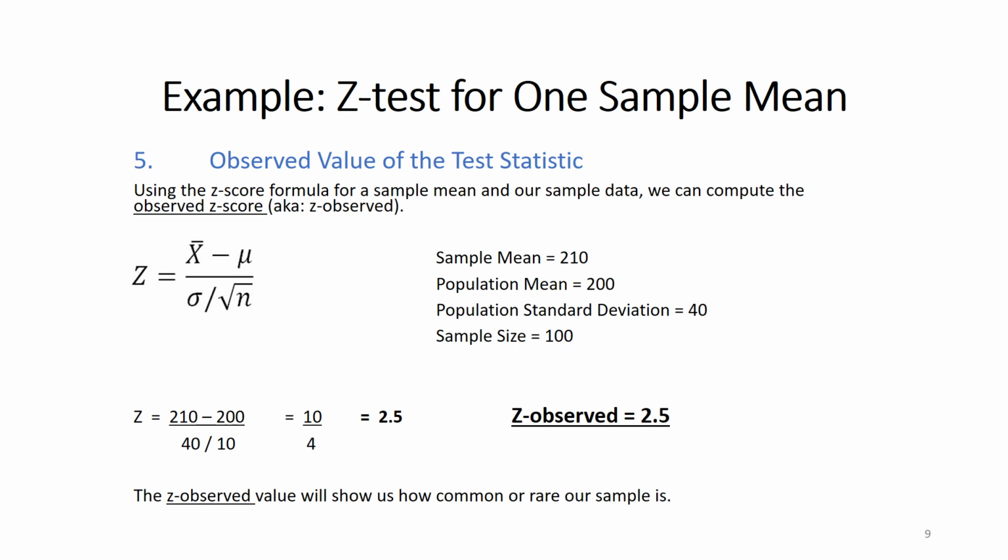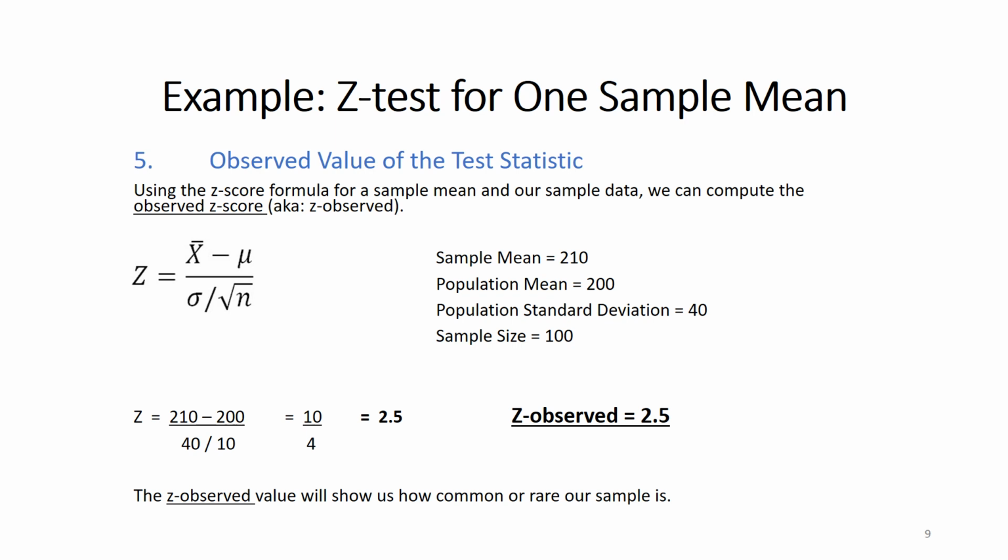So we need to take our sample data and compute our observed test statistic. We're going to use the z-score formula that we saw a few slides before, and we're going to compute the observed z-score. So you'll notice z, what we're trying to get, equals our sample mean of 210 minus the old population mean of 200 divided by the standard error of the mean.